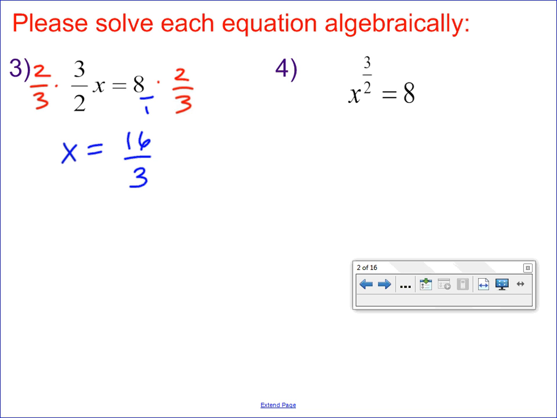And that's exact. Once I change that to a decimal, right, 0.33, I start losing accuracy. And so I'll go ahead and leave this on my final exam as x equals 16/3 and box it, right? That's totally fine. Contrast that with your inverse operation for number 4.